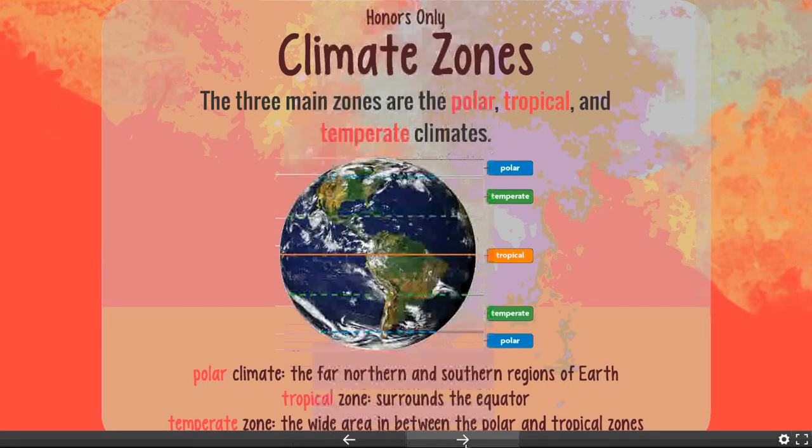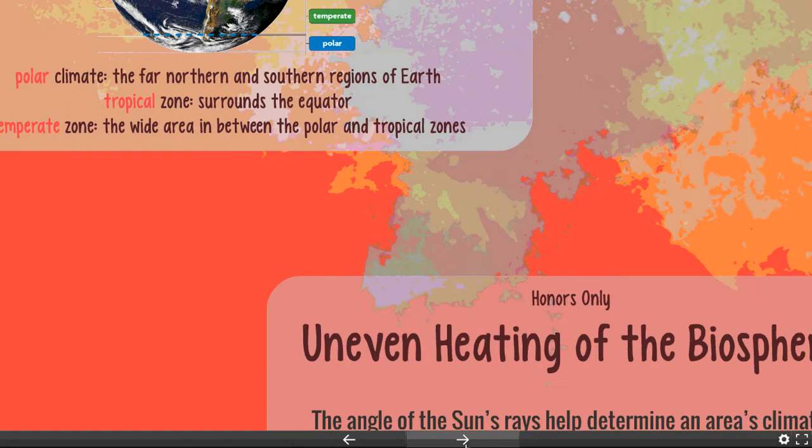All right, and there are three main climate zones: the polar, tropical, and temperate climates. The polar climate is the far northern and southern regions of Earth. The tropical zone surrounds the equator, and then the temperate zones are in the wide area between the polar and tropical zones.